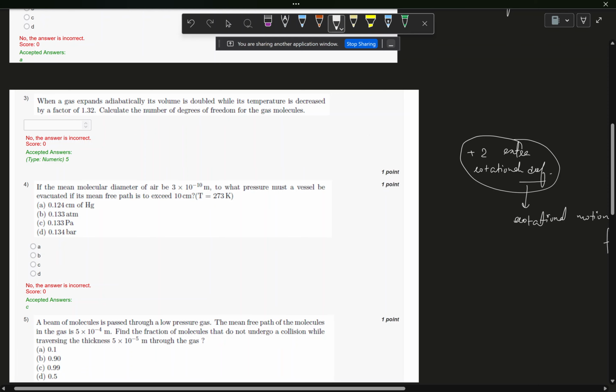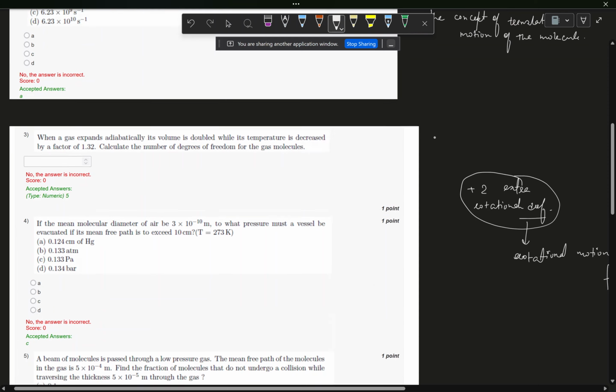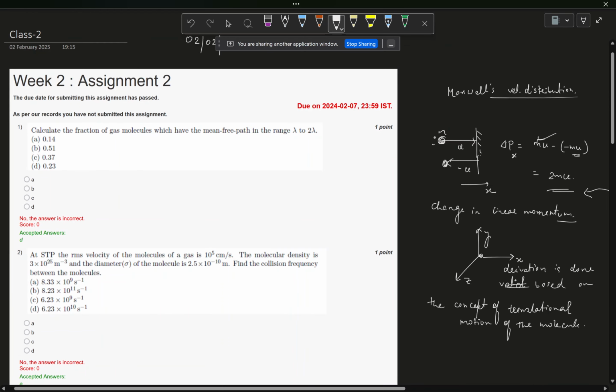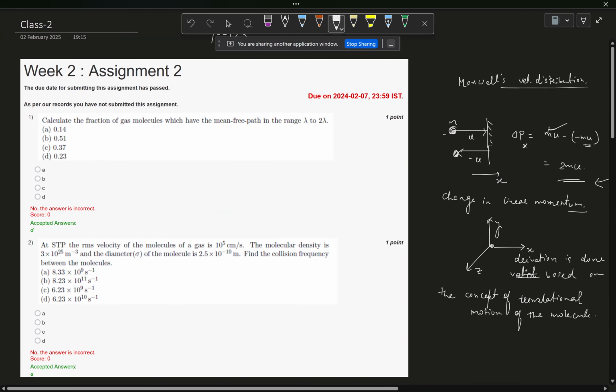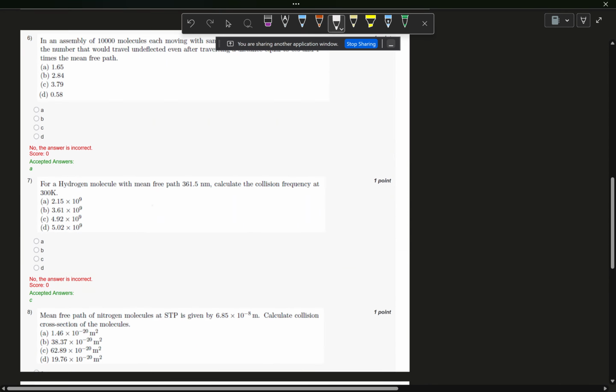Now let us start with this week's topic that we have to discuss. As I said, this will be mostly based on mean free path and collisions, etc. So let us read the first question. The first question is: calculate the fraction of molecules which have the mean free path in the range lambda to 2 lambda.